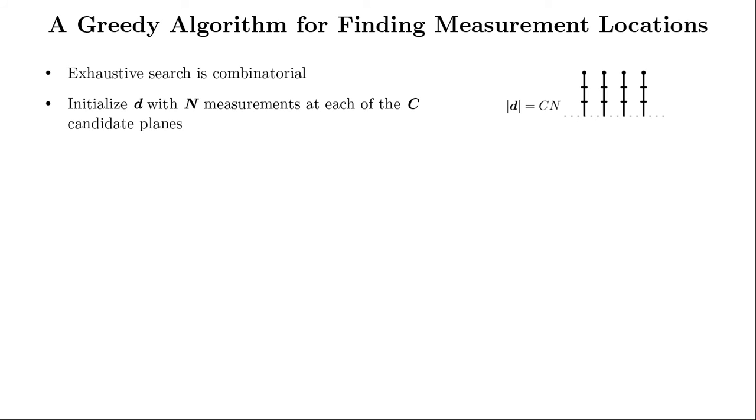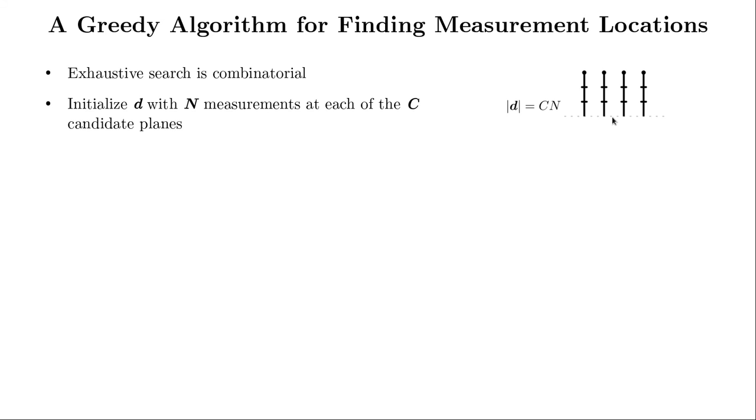And so the greedy algorithm that we propose to use starts off like this. We start with our measurement configuration, and we initialize it with n repeated measurements at some set of C candidate planes. These C candidate planes can be chosen a number of ways. Usually what we do is just uniformly space them around the focal planes, just so that we have a nice representation of a lot of measurement locations.